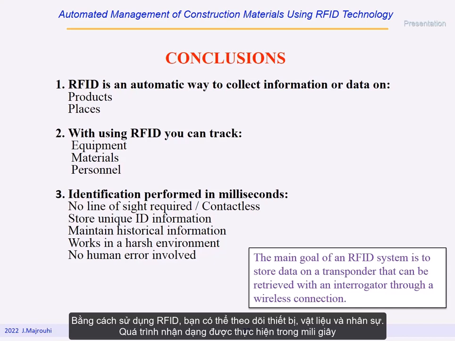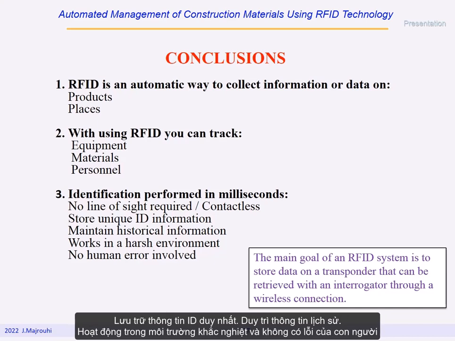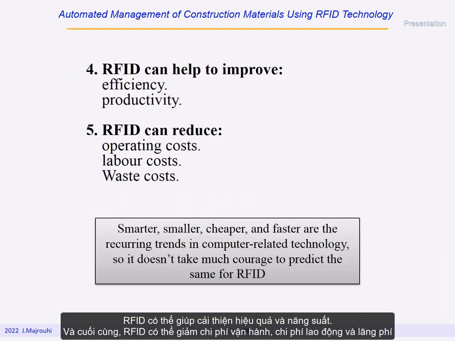Identification performed in milliseconds. No line of sight required. Store unique ID information. Maintain historical information. Works in a harsh environment and no human error involved. RFID can help to improve efficiency and productivity. And finally, RFID can reduce operating costs, labor costs, and waste costs.